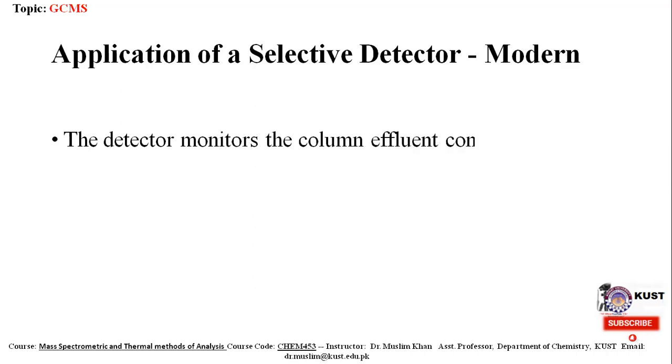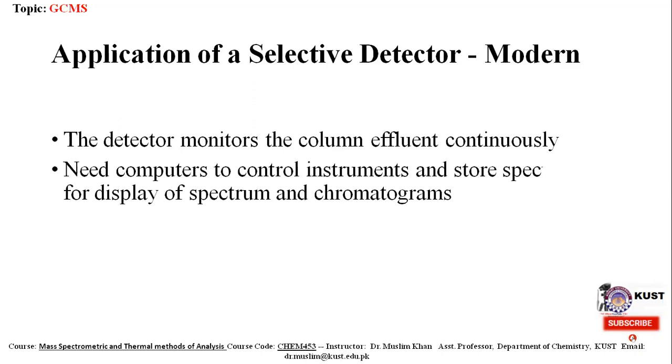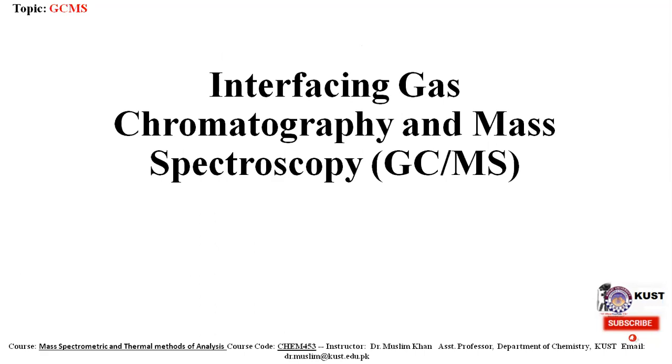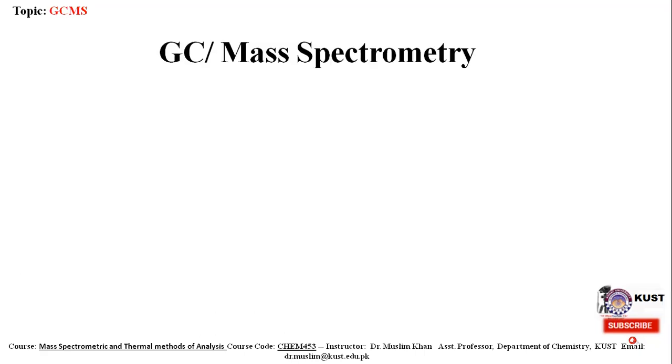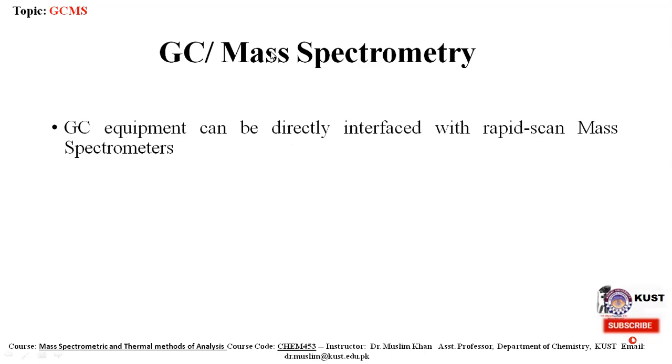In modern days, the application of a selective detector means the detector monitors the column effluent continuously. A computer is needed to control the instrument and store spectral data for display of the spectrum and chromatogram. So, interfacing gas chromatography and mass spectrometry: GC equipment can be directly interfaced with a rapid scan mass spectrometer.